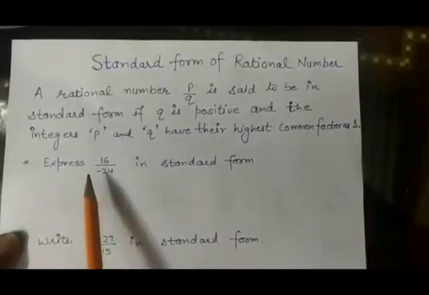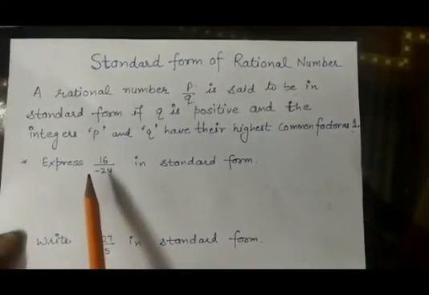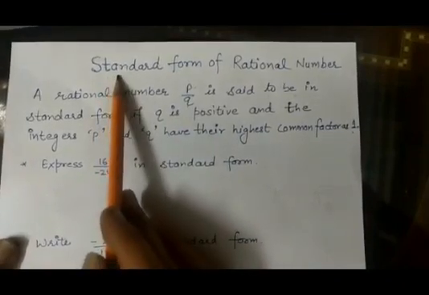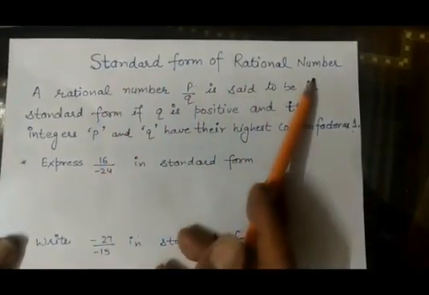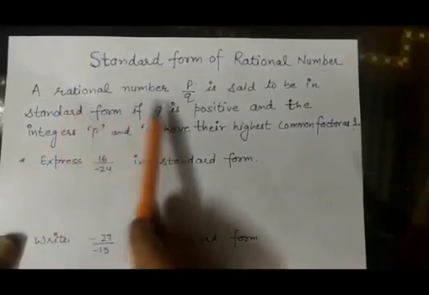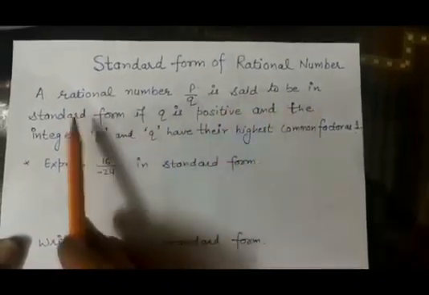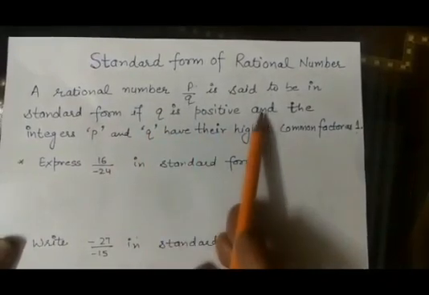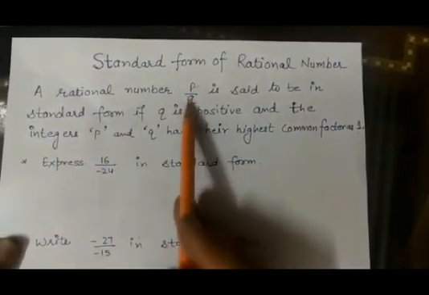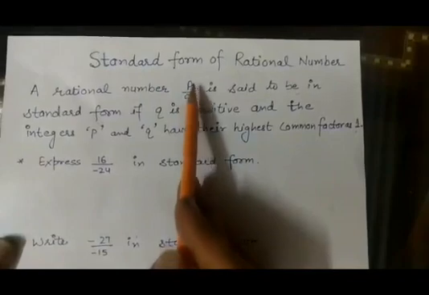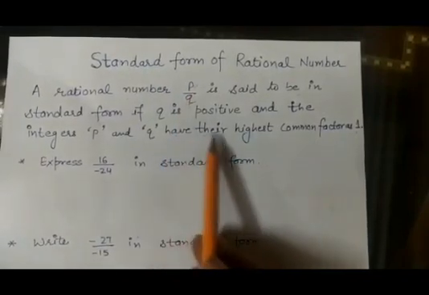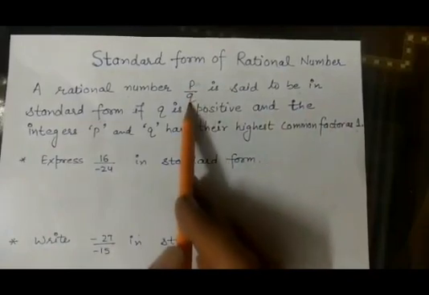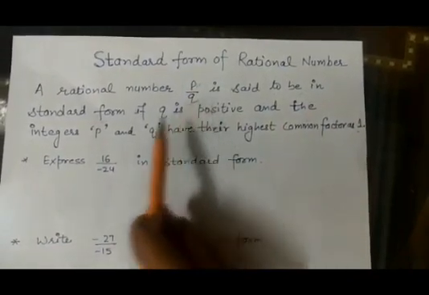Hello students. In the continuation of our e-lecture of rational numbers, today we are going to discuss the standard form of rational numbers. A rational number p by q is said to be in standard form if the denominator q is positive and the integers p and q, which we have in the numerator and the denominator, have their highest common factor as 1.